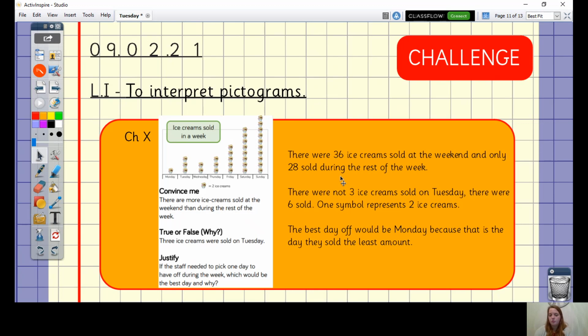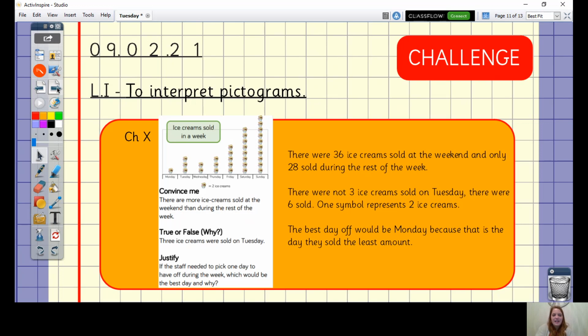So my true or false: there were not 3 ice creams sold on Tuesday. There were 6 sold on Tuesday. Remember, in our key, each symbol represents 2 ice creams. And then finally, the best day off would be Monday, because that is the day they sold the least amount. So it would be a nice quiet day. That would be a good day to have off. Okay, well done if you managed to convince me and complete those other 2 as well.